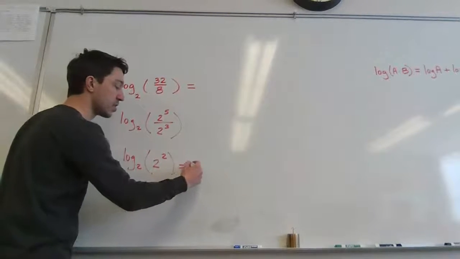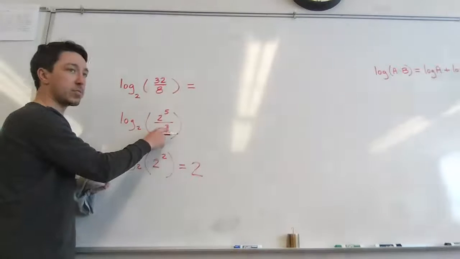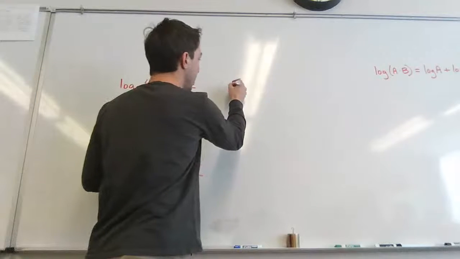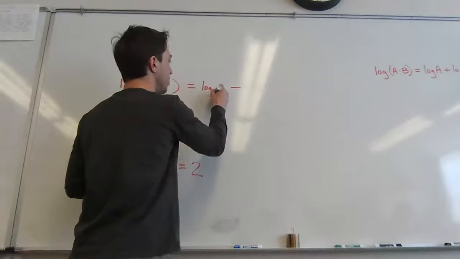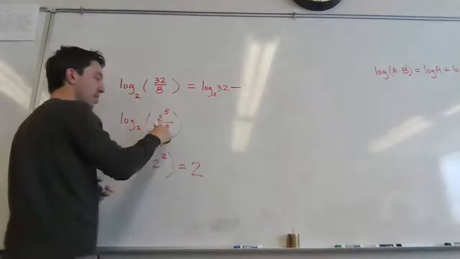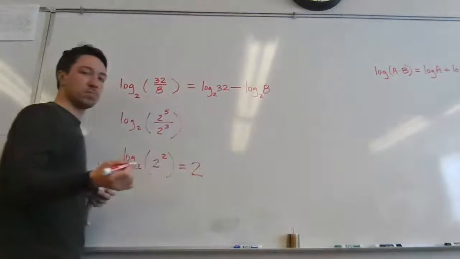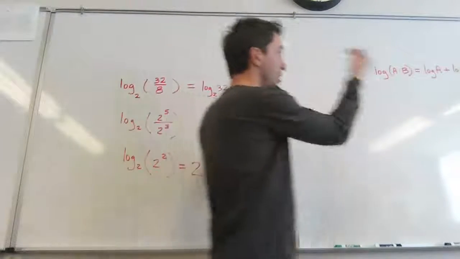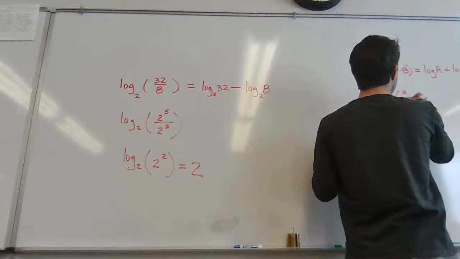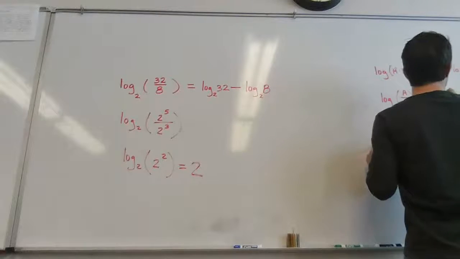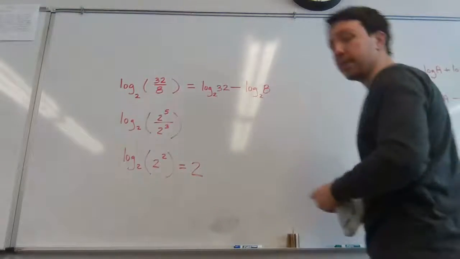What's the answer to this? 2. And again, where did that 2 really come from? Well, the 2 came from 5 minus 3. So that tells me there's a subtraction happening here. Where did the 5 come from? It was the log of 32. Where did the 3 come from? It was the log of 8. Yes? Okay, so then the general rule is log of A divided by B is the log of A minus the log of B.